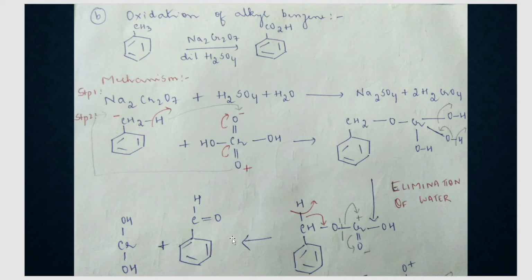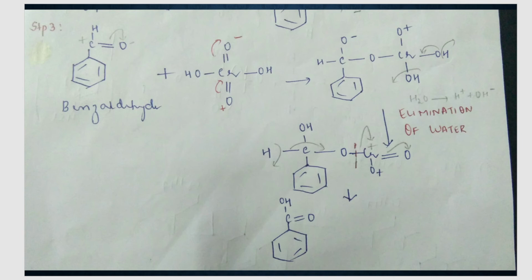Step number 2 is complete. Now in step number 3, what will we do? We will convert this aldehyde into an acid. And what else do we get? Chromium with 2 OH groups, because this H was gone and it will come and attach over here. So we have chromium with 2 OH groups. Next is our step number 3 of the same reaction.